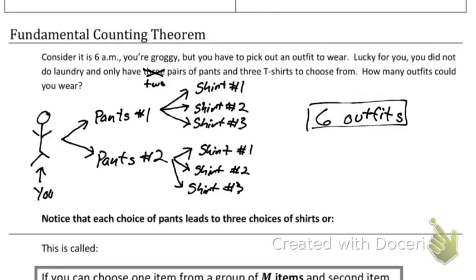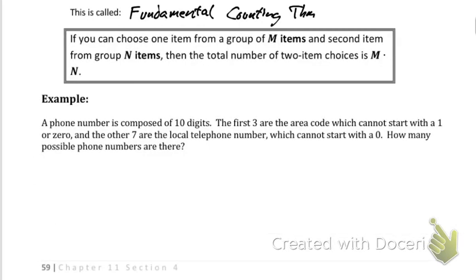So if we came back here, we had the choice of 2 pants times 3 shirts would give me 6 total outfits. And so anytime we have a whole bunch of groups and we're choosing one from each, we can just multiply our total choices and we would get how many outfits or how many things we possibly have. And that's going to lead us to our first problem, and that is phone numbers.